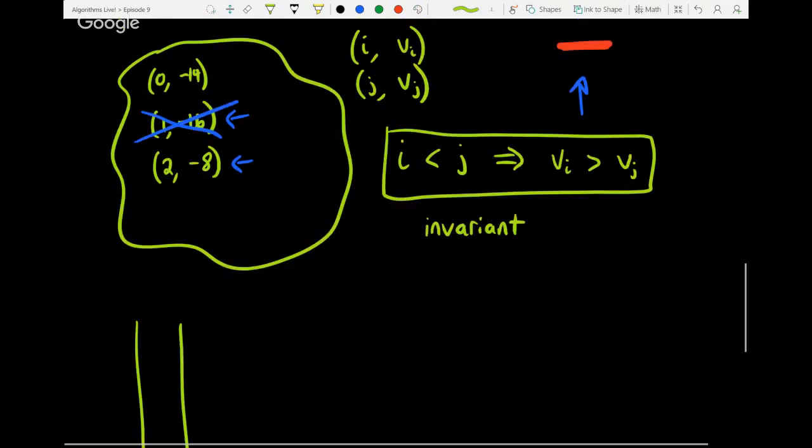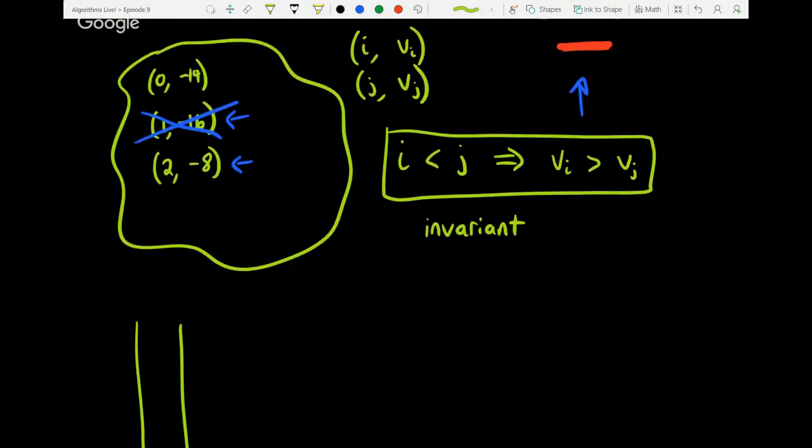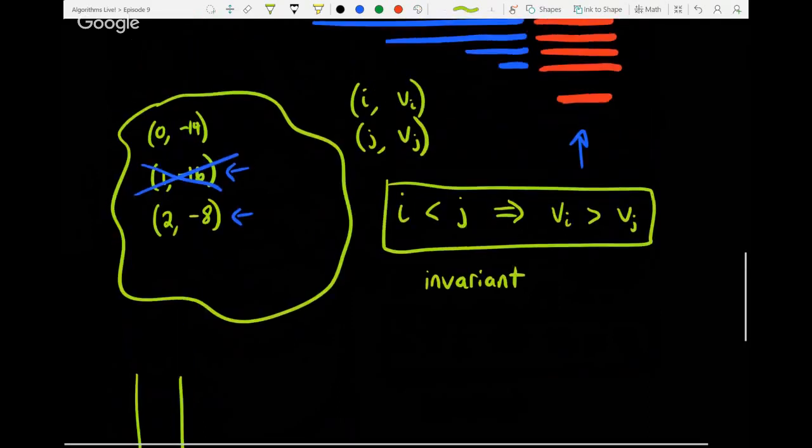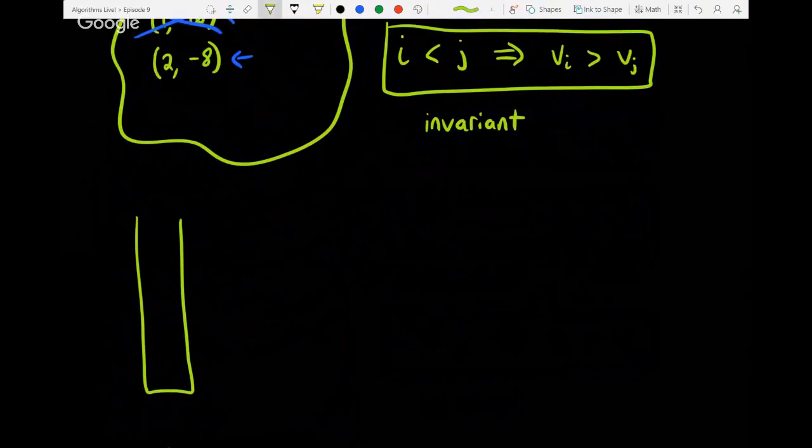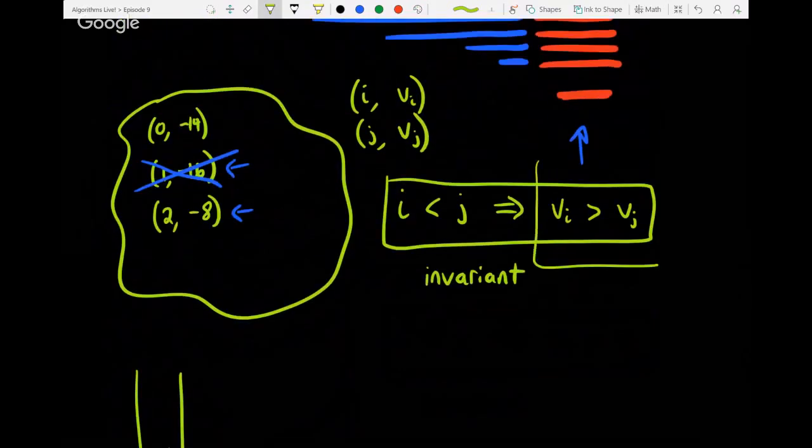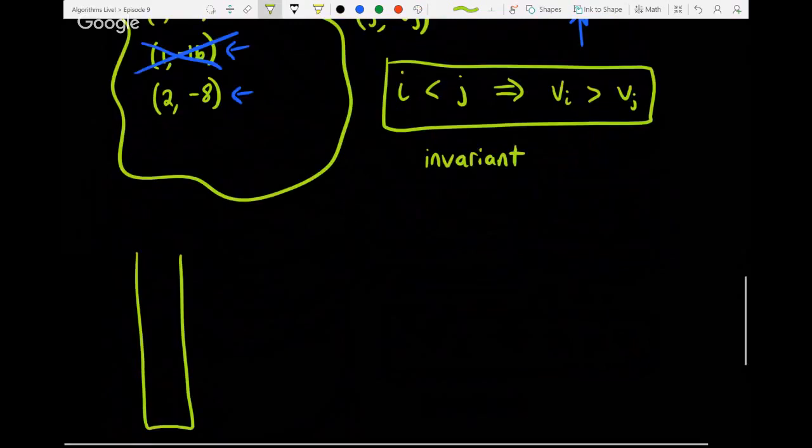An added bonus to this invariant is I now know that as I go up the stack, the values are going to go down in size. So basically, this is a sorting criteria. My stack has two properties. It's increasing as it's going up in size.